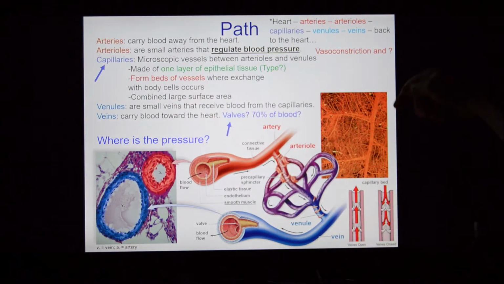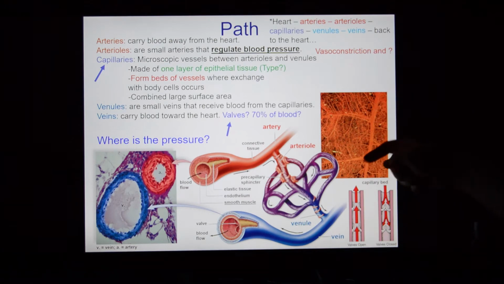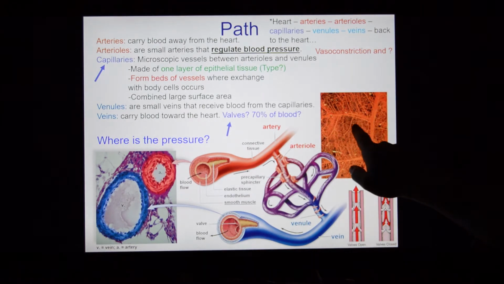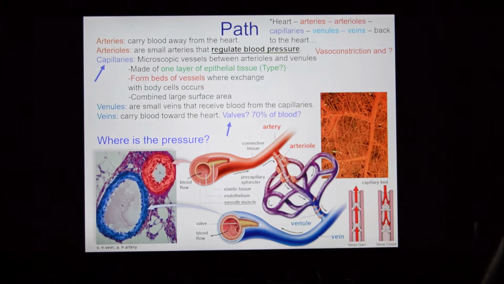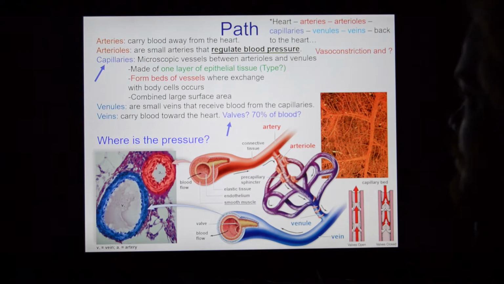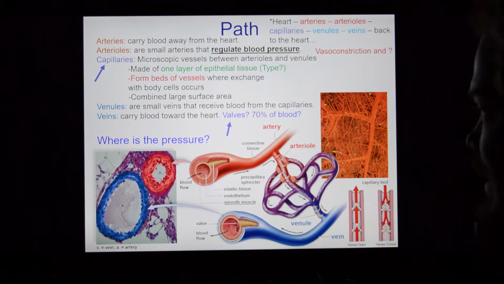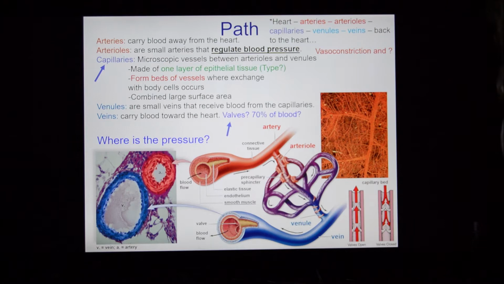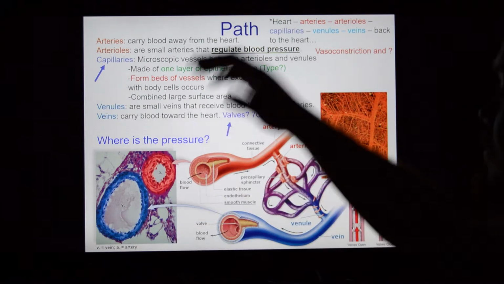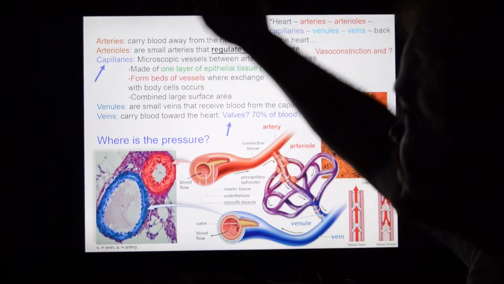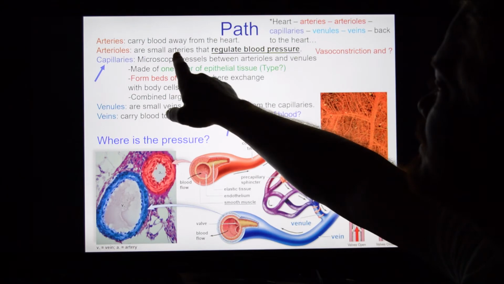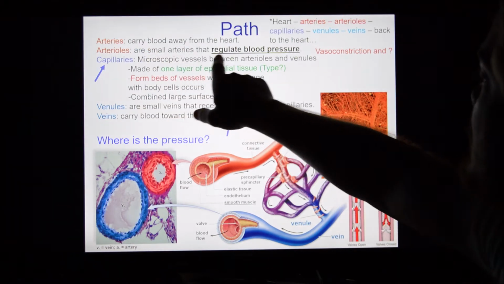You can see it here: artery, arterial, capillary beds. The capillary beds give massive surface area for exchange, and this is incredibly important. They are called capillary beds, and they are infinitesimally small. So small, in fact, that red blood cells have to line up and go single file through them for exchange purposes.